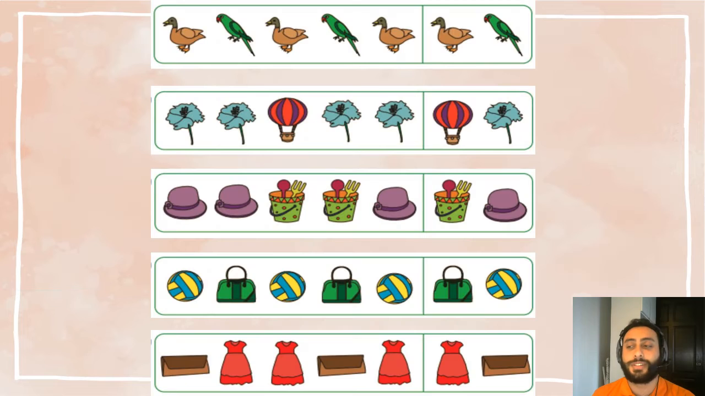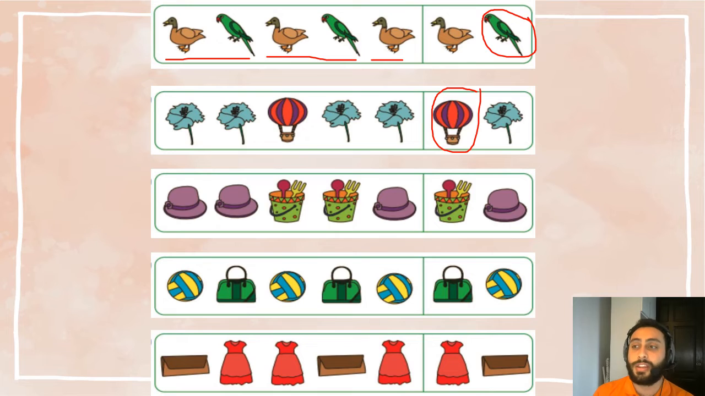Great job. Now, look at these examples. Here we have a duck, parrot. Duck, parrot. Duck. What's next? Parrot. Very good. Because we found the repeating pattern. Duck, parrot, duck, parrot, duck, parrot. Next one. It's going to be a flower, flower, balloon. Flower, flower, balloon. Very good.